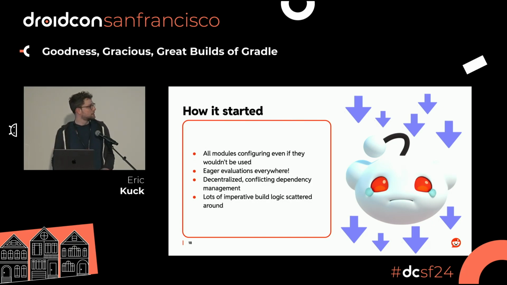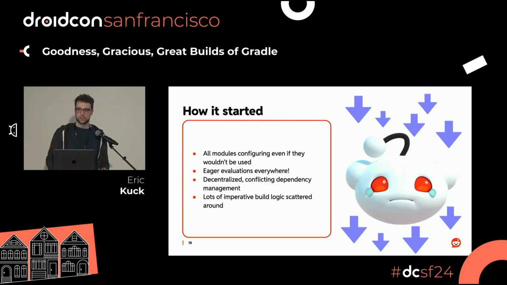Continuing my complaint list, we had all the modules configured, even if they weren't going to be used. Eager evaluations were absolutely everywhere. For those that don't know, eager evaluation is when you evaluate a property before it's needed. Typically, this happens at configuration time. It's entirely possible that this property isn't actually needed at all, and it's just wasted work. So generally, a good thing to avoid.